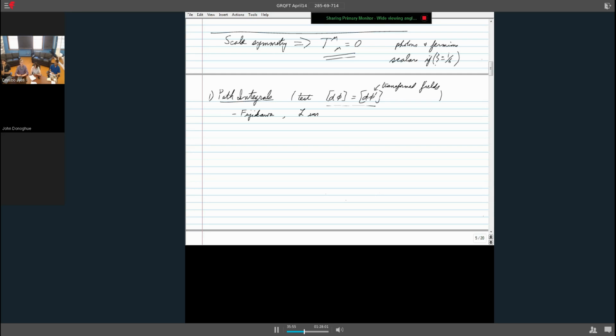The first thing I want to talk about is this transformation here, whether when you transform the fields, the Jacobian is 1 or is not. And this was the test that was suggested by Fujikawa.